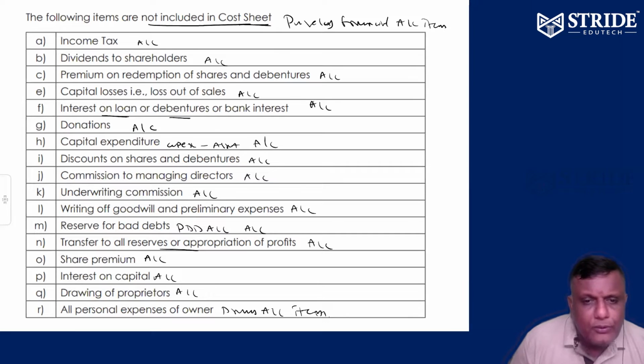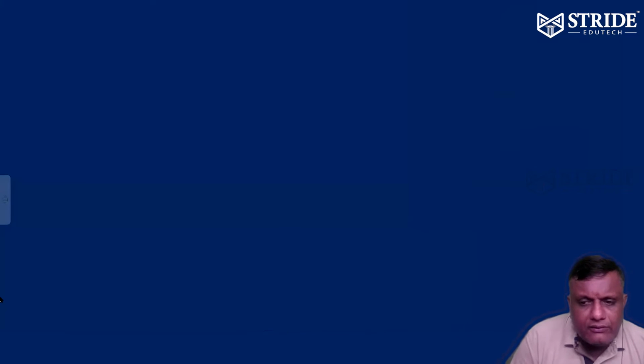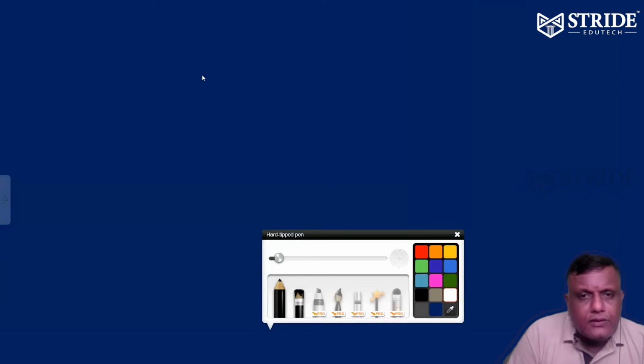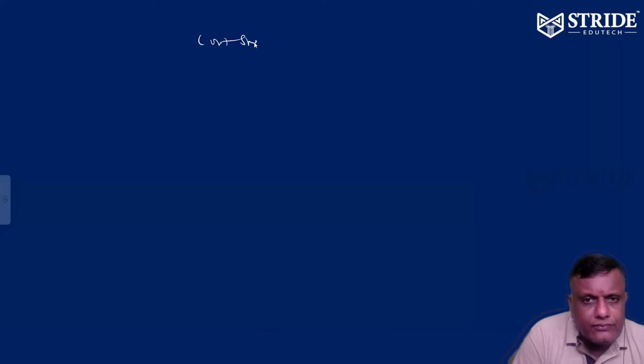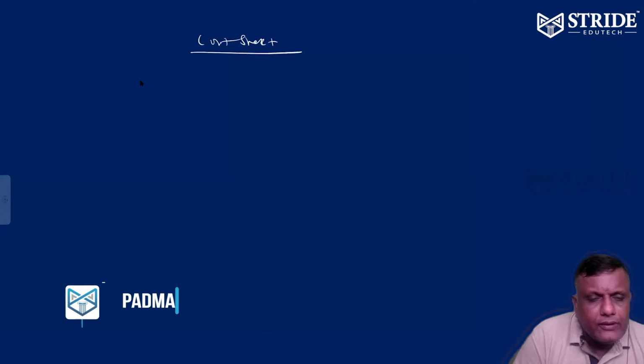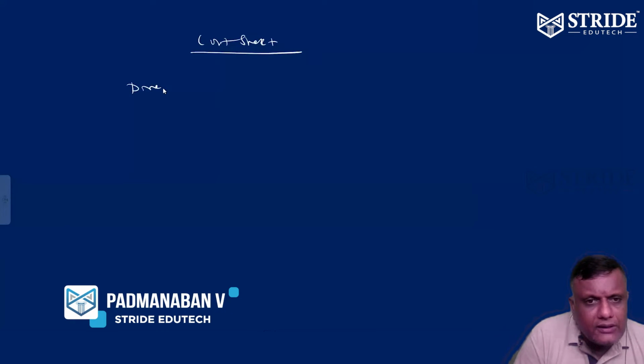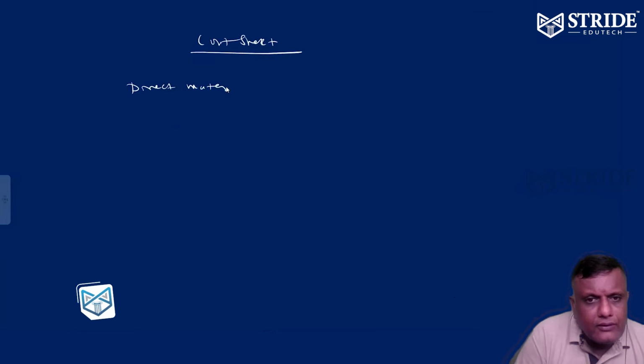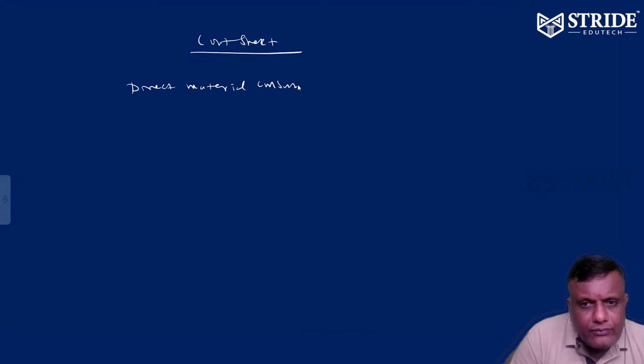Let's see. Before we proceed, I'll show you a rough cost sheet for understanding. So this is the cost sheet, with its breakup. First, number one, direct material consumed. What is direct material consumed? Direct material consumed is nothing but opening raw material.